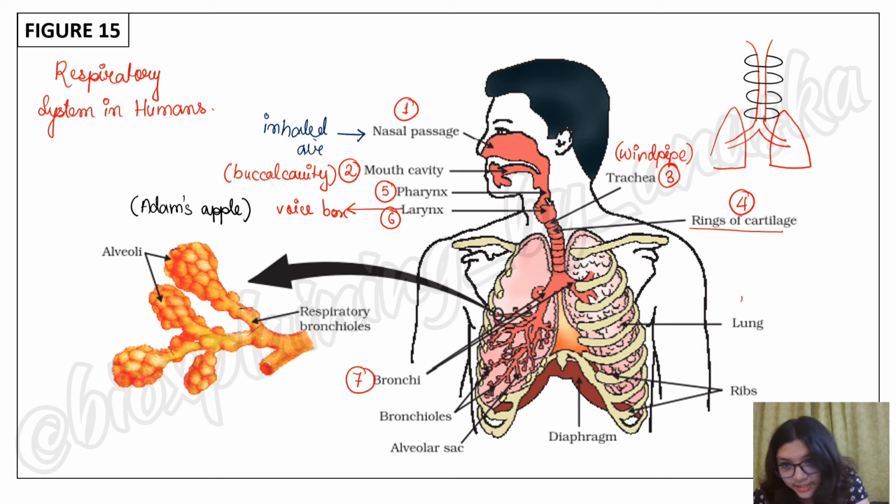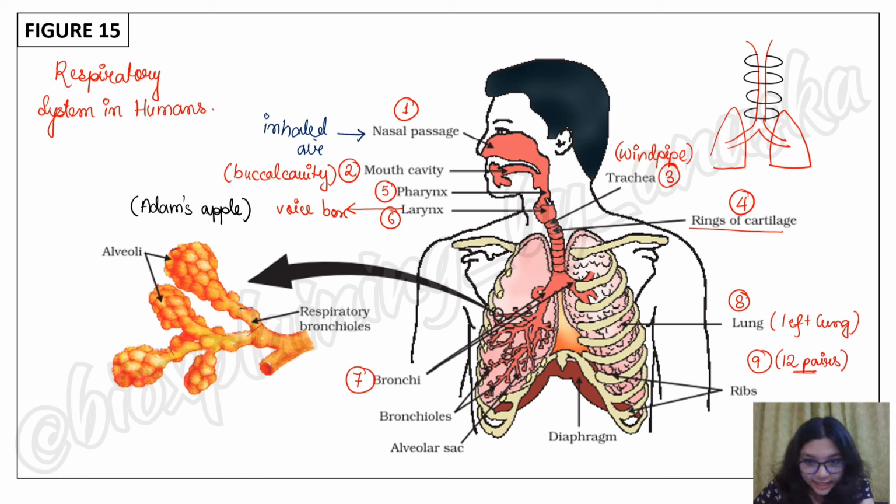Part number 8 is the lungs here, right? And what is this one called? This one is your left lung. And on the other side, you have the right lung. Part 9 that we have here refers to the ribs, the rib cage. In total, we have 12 pairs of ribs present in our body.